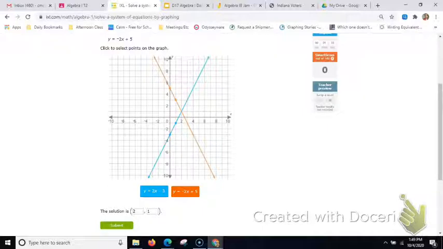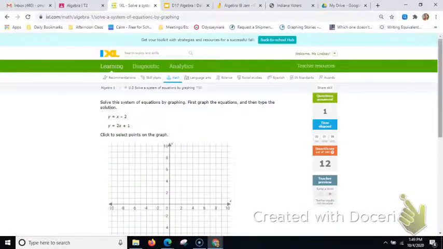If you want to check, you could do what you did in the last lesson and plug the numbers in. 2 times 2 is 4. 4 minus 3 is 1. -2 times 2 is -4. Plus 5 is also 1. So you can check your solution as if you were doing a problem back in Unit 1.